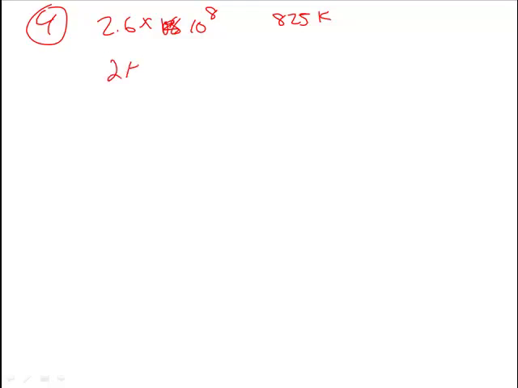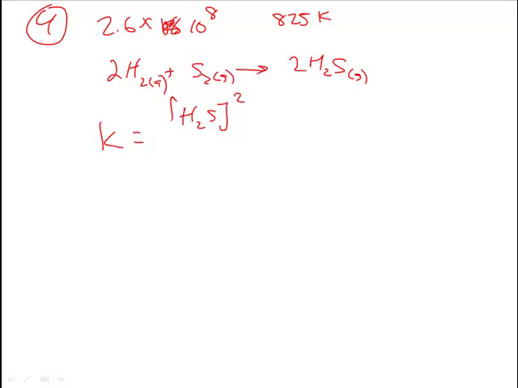The equation is 2H2 plus S2 at equilibrium to make 2H2S, and they're all gases, which means this is a homogeneous equilibrium. So we write our K expression. It's products, which is H2S squared, over reactants, which is H2 squared, and S2, no square. So this is our equilibrium expression.